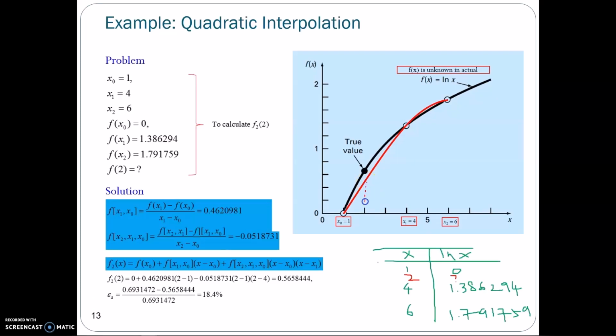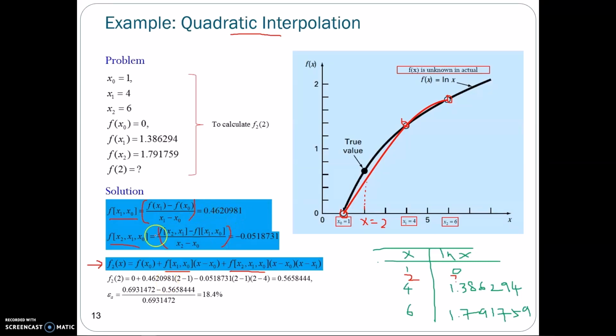Let us interpolate the result for x equal to 2 by using these 3 points. In this case, we can use the second order method, which is the quadratic interpolation. In this formula, you have the f[x1, x0], which is the first derivative approximation that can be computed by using this formula. And you have the f[x2, x1, x0]. So this is the second derivative approximation that can be computed by using this formula.